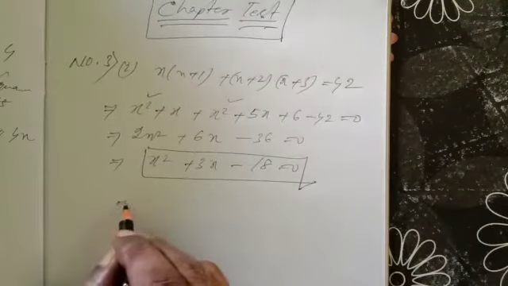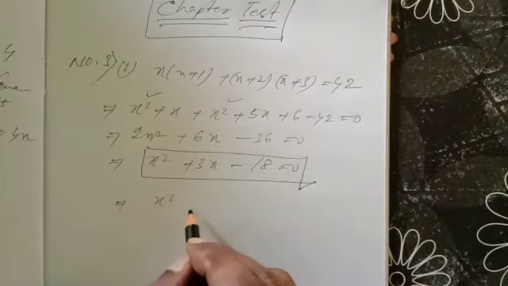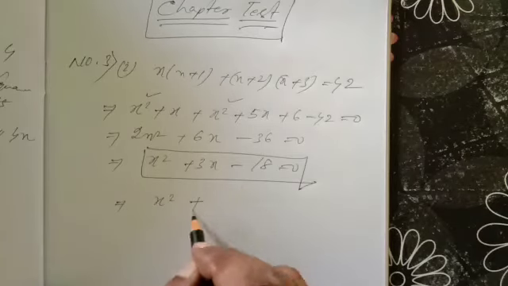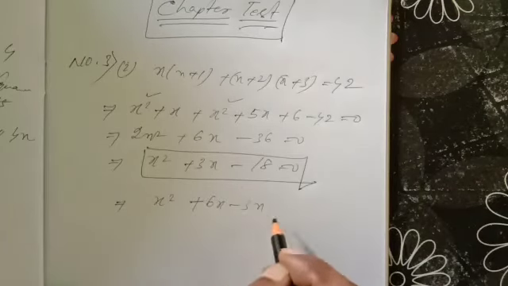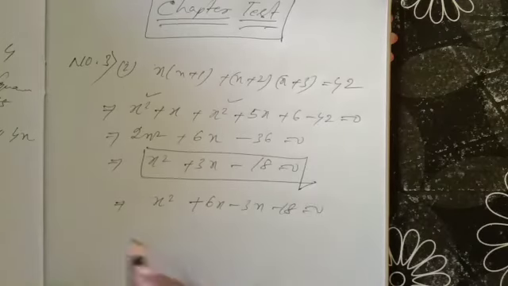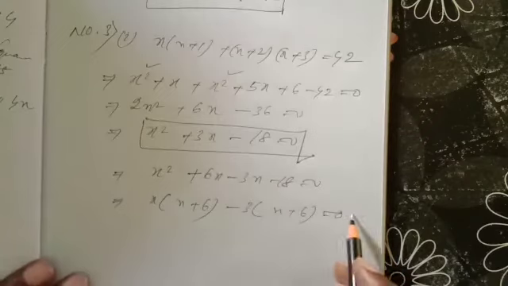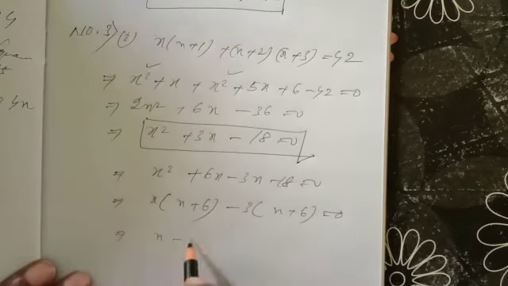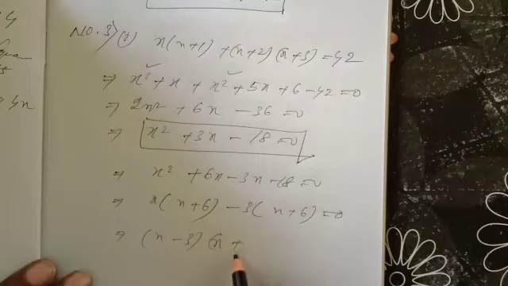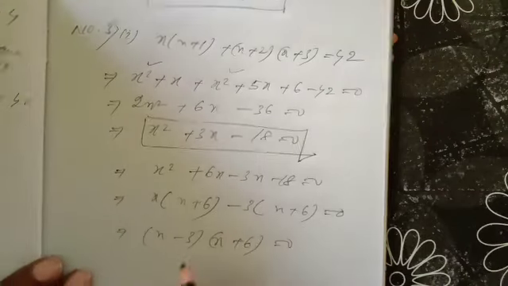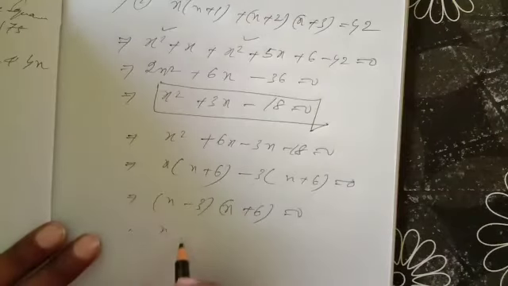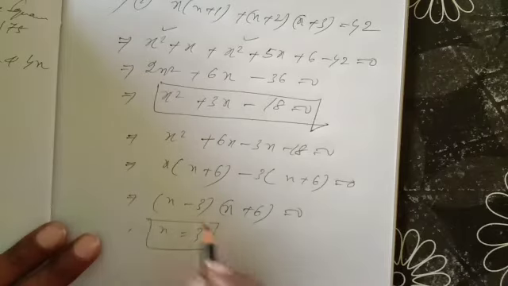Just break the middle term: x square, 6 times 3 is 18, so plus 6x minus 3x minus 18 equal to 0. From the first two terms, I have to take x common, that will be x plus 6 left. From the last two, I have to take minus 3 common, that means (x + 6)(x - 3) equal to 0. Now what is the value of x you will get? Therefore x is equal to 3, and the other x is equal to minus 6.